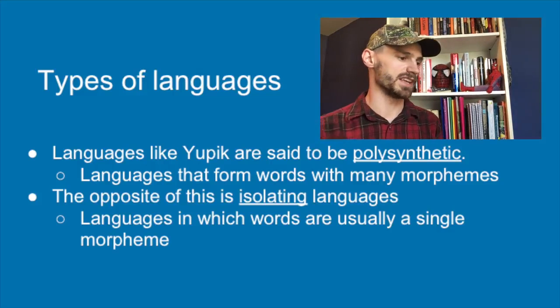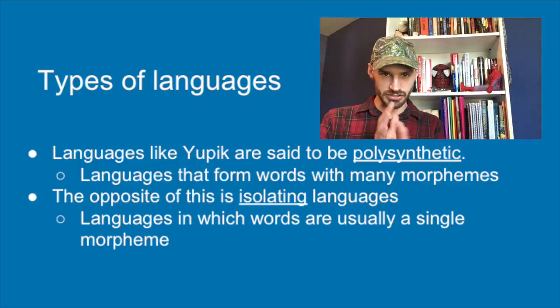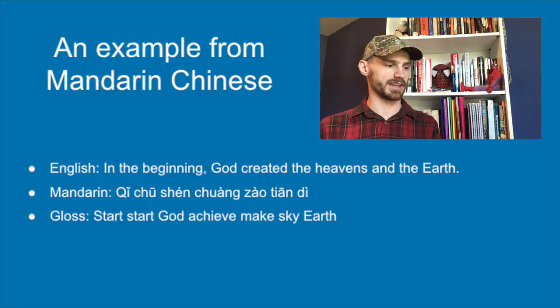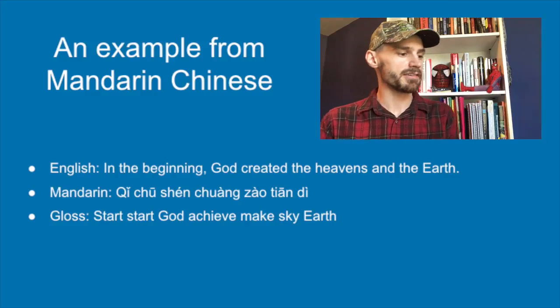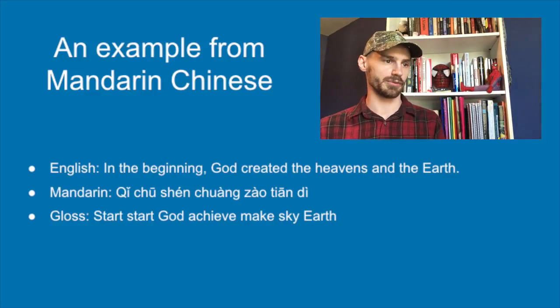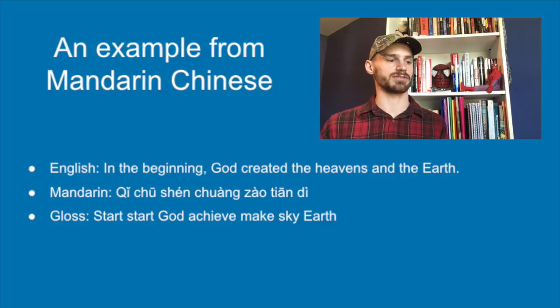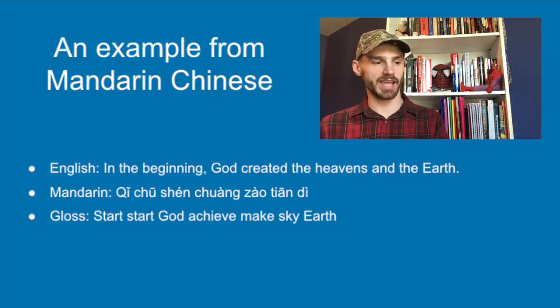And an example of this is Mandarin Chinese, which is even closer to the isolating side of the spectrum than English. Take a phrase like, "In the beginning, God created the heavens and the earth." Now, we see a little bit of inflection in the English sentence, right? It's not heaven, it's heavens. It's not create, it's created.